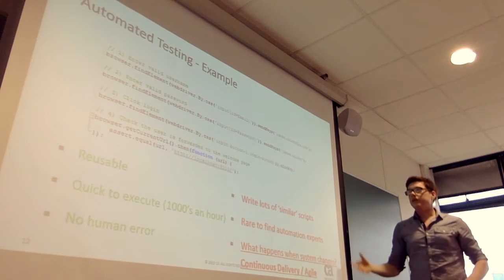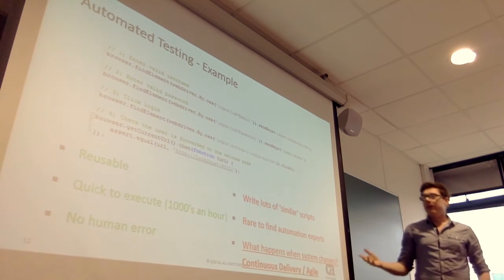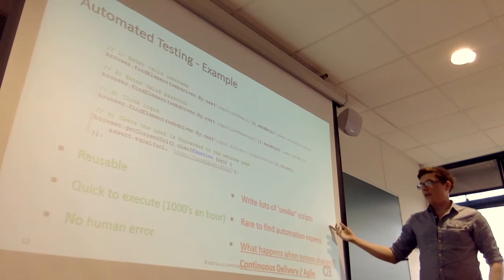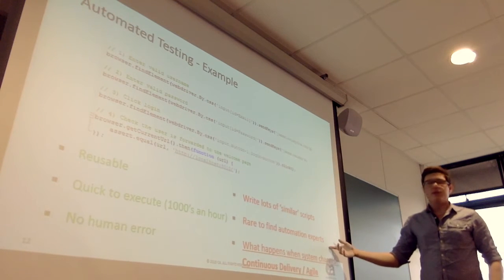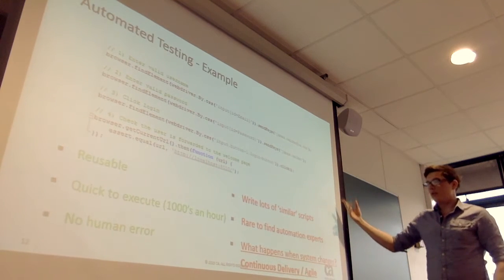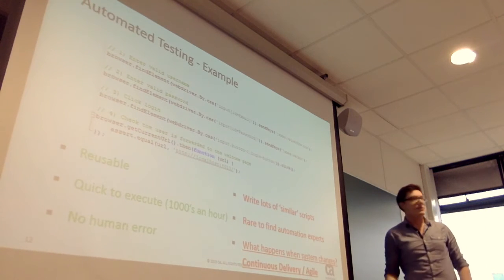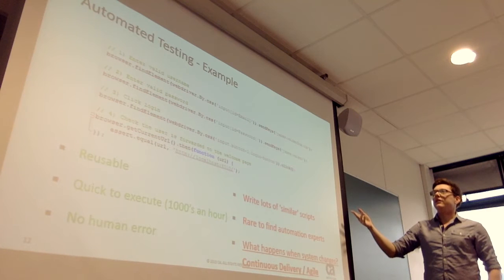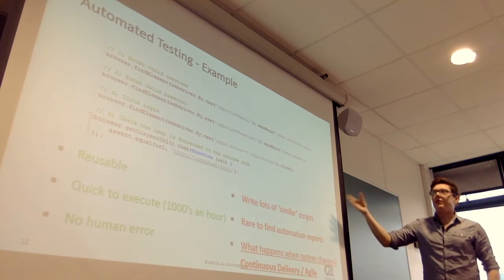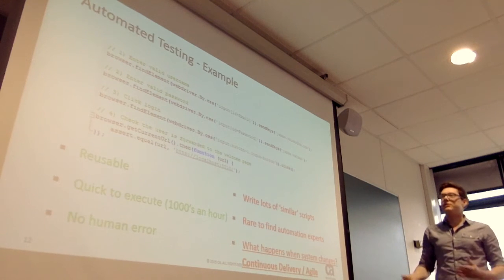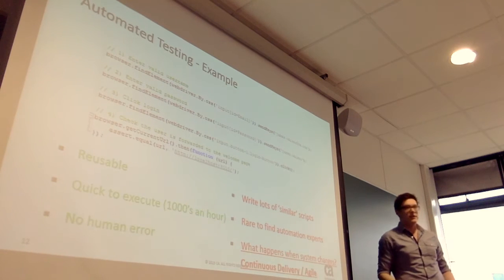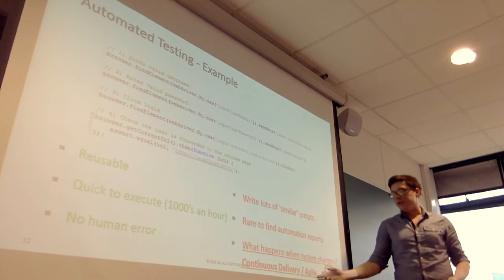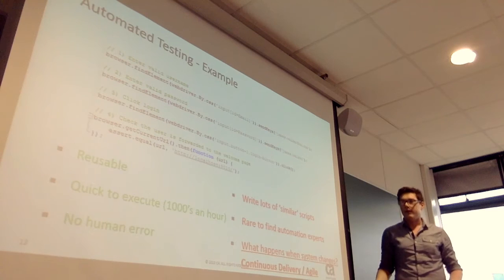But you still get the same problems. You end up with lots of similar scripts. It's very difficult to find people who know how to write this code. And what happens when the system changes again? We've still got to go through all of this code and manually add steps or change the code. So there's still some effort when the system changes, which, as we know, happens a lot in Agile and continuous delivery.